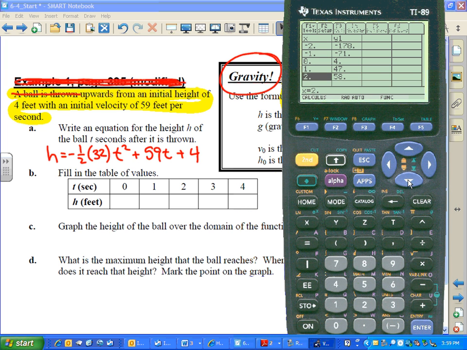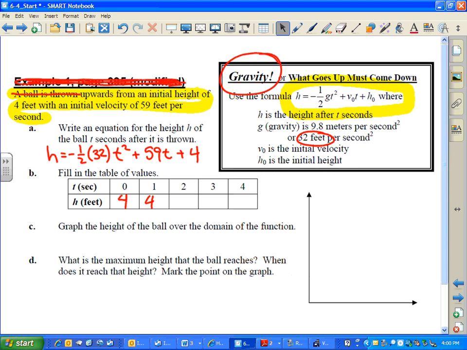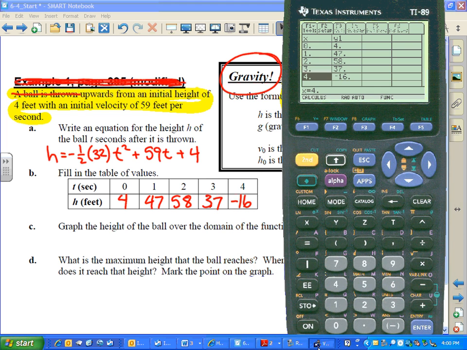At time equals 0, the ball is at 4 feet. At time equals 1, it's at 47 feet. At 2 seconds, 58 feet. At 3 seconds, 37 feet. And at 4 seconds, -16 feet. So let's do that. 4, 47, 58, 37, and -16. We can draw a graph of this as well.